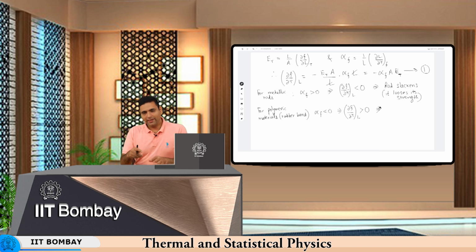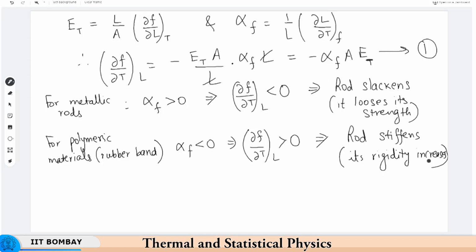And this implies, now again if you imagine, I am holding a rubber band to maintain its length, and I am increasing the temperature. Since these rubber bands tend to contract, shrink upon heating, I have to apply a greater and greater amount of force as I increase the temperature, right. Which means the rod stiffens, so basically its rigidity increases, it becomes more and more rigid, it becomes stronger in that sense. So, that is the first result that we can already imagine happening.